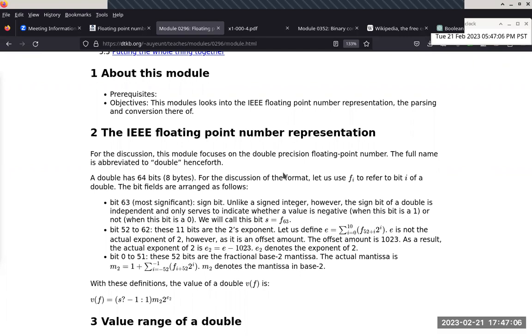Because it is in binary, it is always 1 point, blah, blah, blah. So the best it can do is to come really close to 2, but it cannot really be 2. And then we multiply the entire thing by 2 to the power of E2. And we already saw how E2 is computed itself. It has a range from negative 1023 to positive 1023. And that's how you read a 64-bit double, or double precision floating point number.